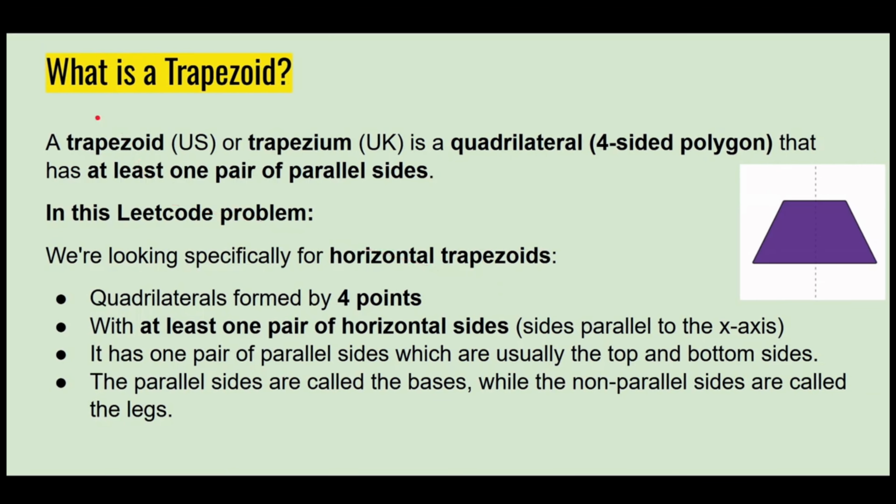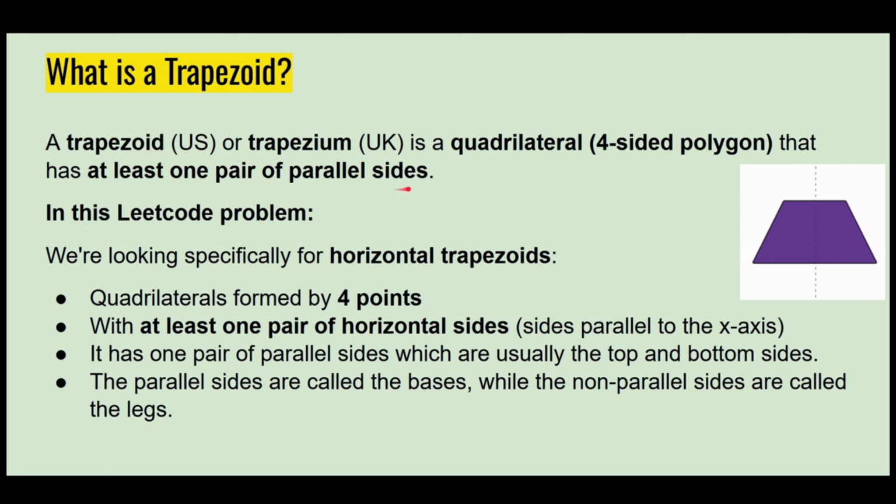Very first, understand what is a trapezoid. A trapezoid, or trapezium in the UK and US, is a quadrilateral, a four-sided polygon, that has at least one pair of parallel sides, right? So as you can see, this is parallel to this, we can say, but if you take this one, it's not parallel. At least one pair means this and this are parallel. But if you see this and this, these two are not parallel, because their angle is different.